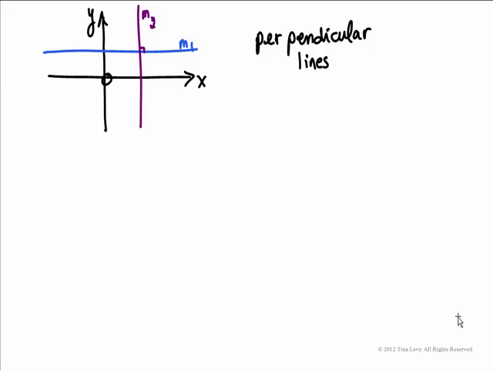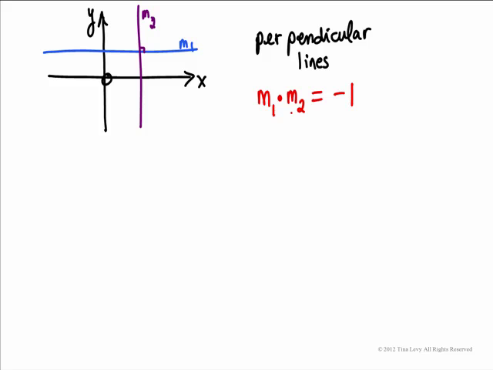We're now looking at perpendicular lines. So if I have a line whose slope is M1, and the other line has slope M2, and these two lines are perpendicular, the product of their slopes, M1 times M2, will be -1. If you multiply the slopes of two perpendicular lines, you always get -1.